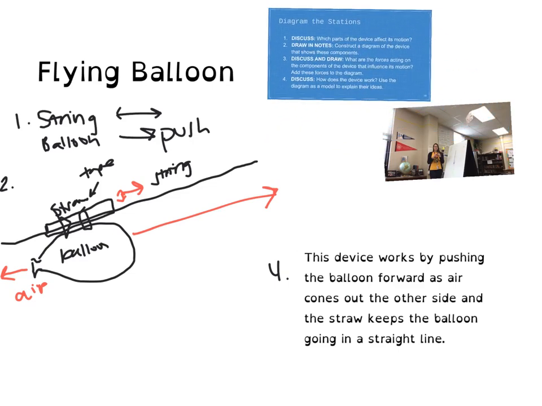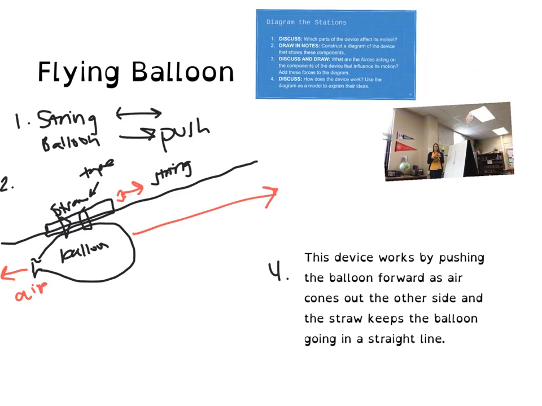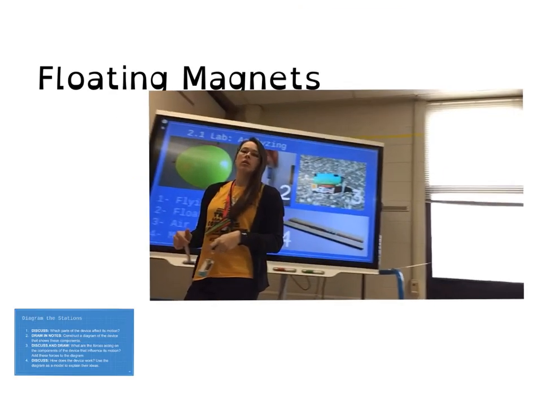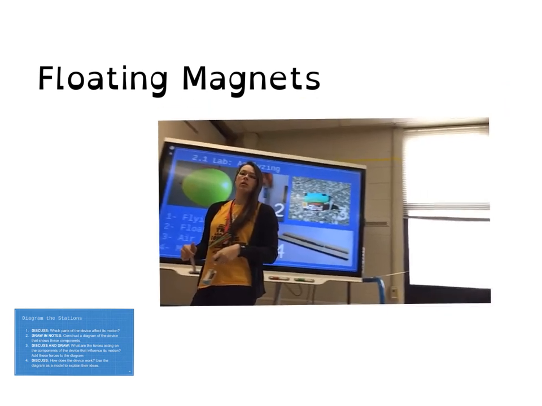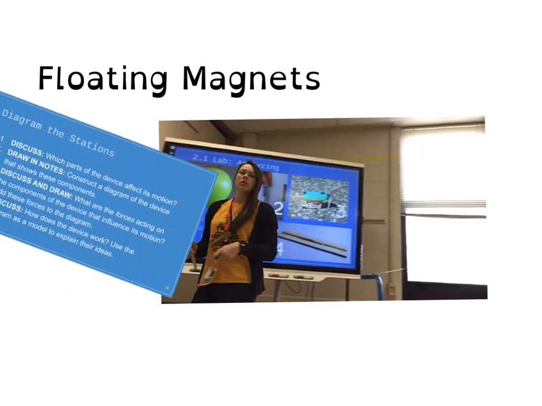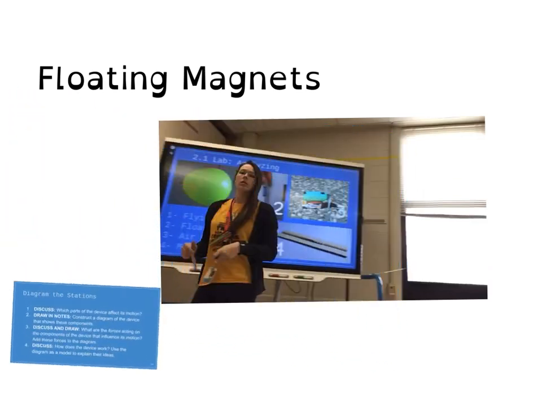But I will go ahead and post a more finished version of this as well as your example. All right, you guys are going on to number 2. All right, station number 2, floating magnets. Same questions as before. Discuss, draw, discuss and draw, discuss. Right here, down here in the bottom for you.